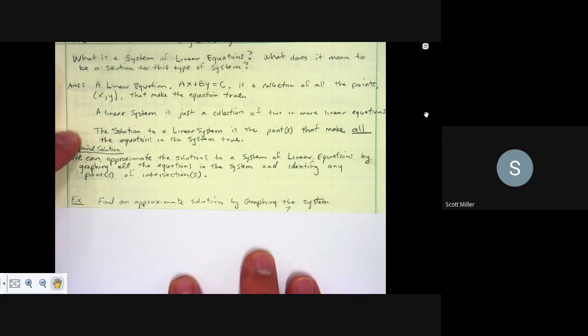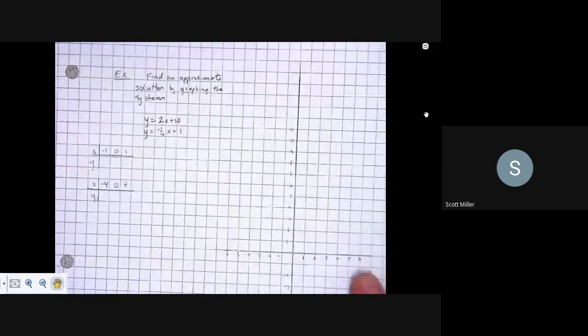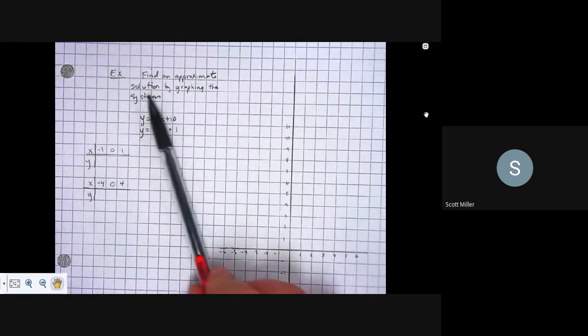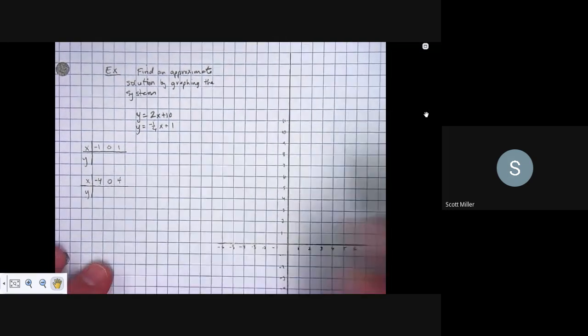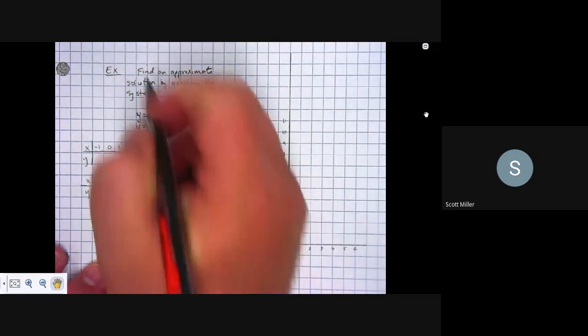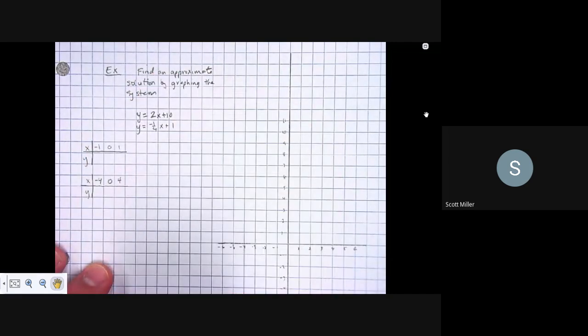We're going to do an example to show you how I can find a solution to a system by graphing. I have one right here, set up for us. I want to find an approximate solution by graphing this system, where one equation is 2 times x plus 10 and the other is negative 1/4 x plus 1. They're both lines, so I'm going to graph them both. You can graph each line any way that you know how. I'm just going to show you by a table format, to be consistent with what I've always done.